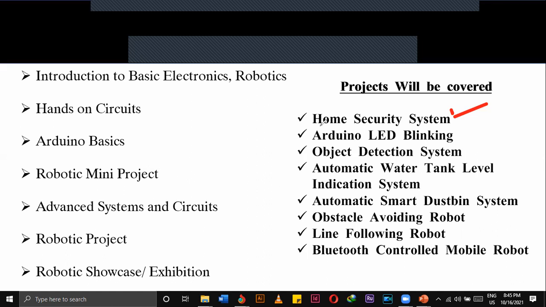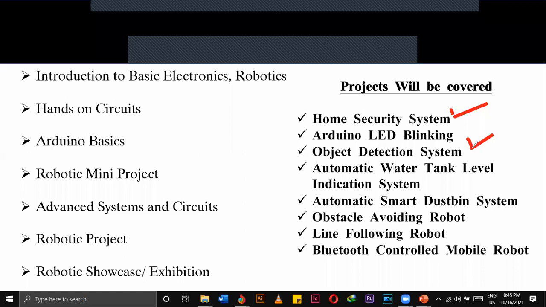The third project will be object detection system. That means, as I told you earlier, if a person appears in front of the sensor, it will detect the presence of the object, and then we can make alarm circuits or maybe LED bulbs, or maybe we can activate other kinds of motors, etc.